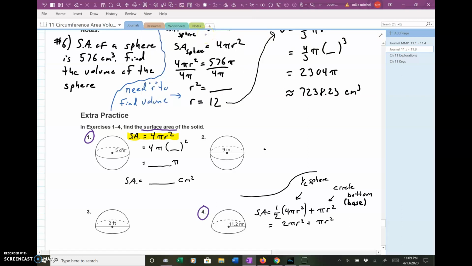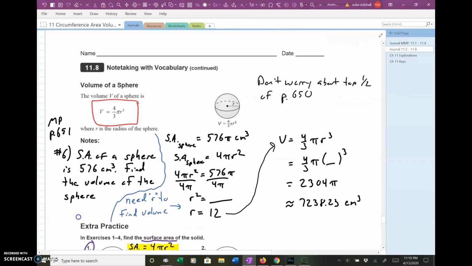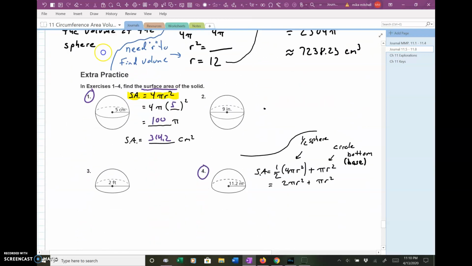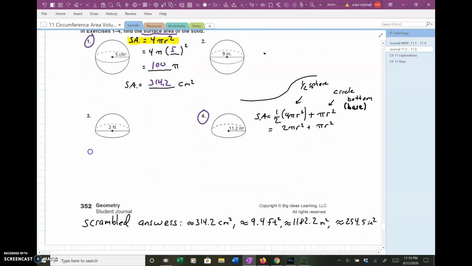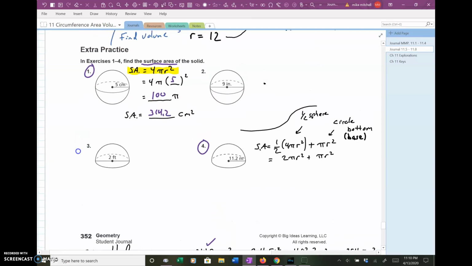Our radius is 5. We are given a radius here, so that's 5. I'm not going to put the units in there. So 5 squared is 25. 4 times 25 is 100 times pi. That's going to be 314.2 centimeters squared. I remember that from a problem on 11.7. 314.2 centimeters squared. There's my answer there.